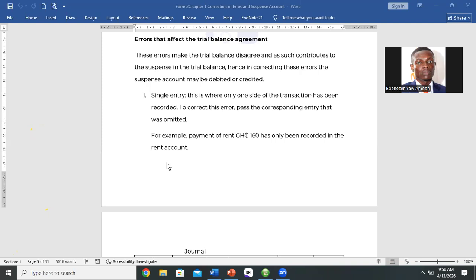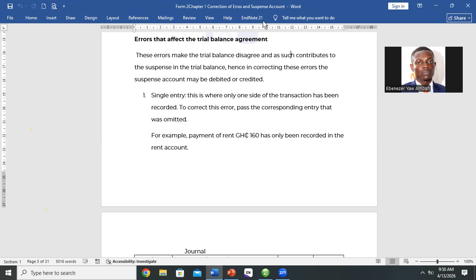Or the bookkeeper did the credit and didn't do the corresponding debit. So I hope you get a picture. Single entry means that the bookkeeper did only one side of the double entry. So if I'm to give an example, it says payment of rent 160 has only been recorded in the rent account.